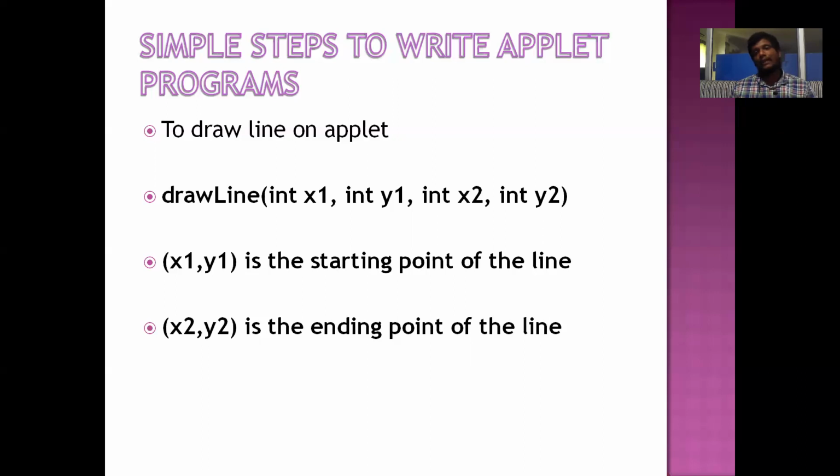Similar to the draw rect method, which has 4 parameters, and the draw oval method, which has 4 parameters. The meaning of those 4 parameters may be different, but in the draw line method also we are going to use 4 parameters, and all these 4 parameters are integers. x1, y1, x2, y2 are the 4 parameters, where x1, y1 is the starting point of the line and x2, y2 is the ending point of the line. So if I pass 10, 10, 20, 20 to the draw line method, it will draw a line from 10, 10 to 20, 20.